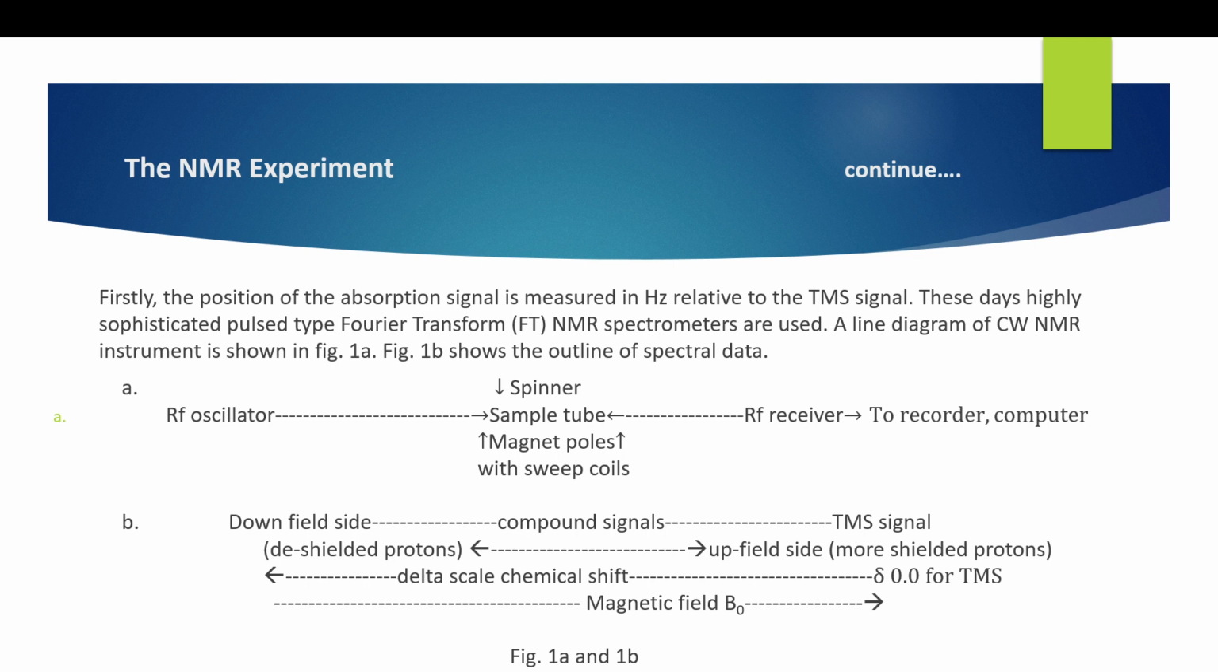And how do we report the data? The TMS signal is at the extreme right because its hydrogens are most shielded. Later we will explain it in more detail. The left side is called the downfield side because the magnetic field increases from left to right. Data is reported in the delta scale, which is a unitless, universal scale. And for the TMS signal, the delta value is arbitrarily set at 0. Arbitrarily, not truly.